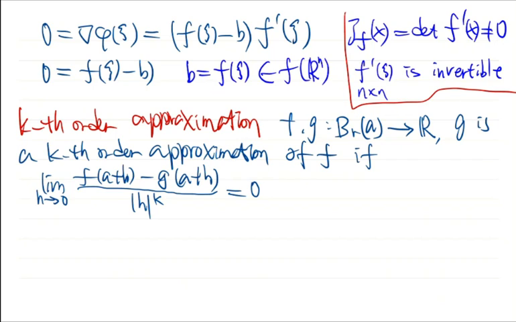Okay, so this means that near the point a, because h goes to 0, f and g are very close. Their difference goes to 0, not only goes to 0, but even after dividing by the very fast going to 0 quantity, the norm of h to the k, the limit is still 0. So this is the meaning of k-th order approximation. Of course, if we study the function f, we want to find a simpler function g to approximate f, so that we can draw some conclusion about f by investigating g. So we want g to be simple.